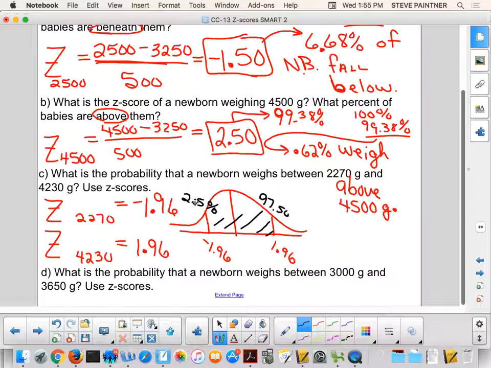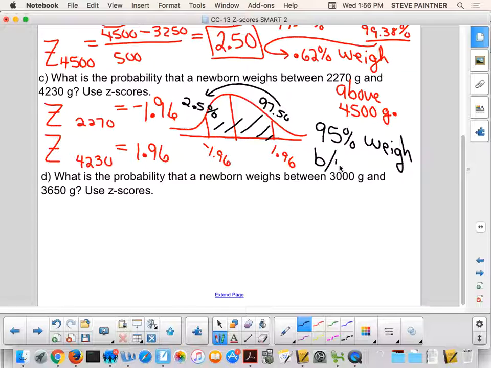So I want basically everything from this line back to that line. Would you just subtract them? What you're really saying is 97.5 all the way this way, but you just want to take off that little tail. That tail is 2.5%. So when you subtract, that minus that is what? 95% weigh between 2270 grams and 4230 grams.